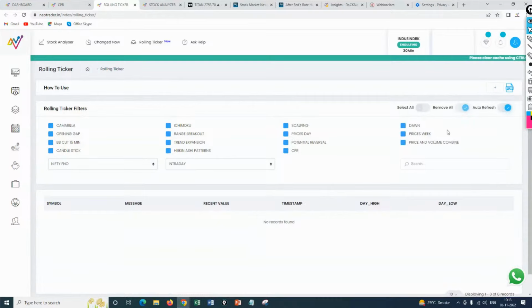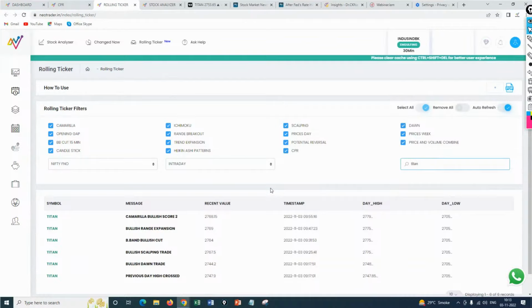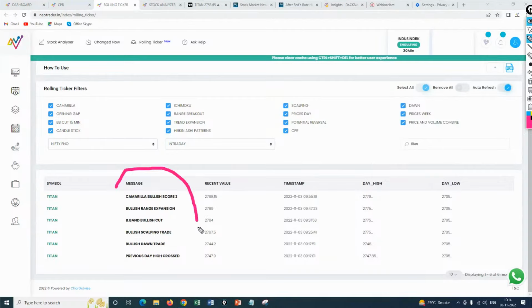And here, let me write Titan. Here I am, and over here I've got so many different signals on Titan. The voice is fine, it is okay now. That is great. So, like I have got previous day high cross. Bullish down trade, scalping trade.